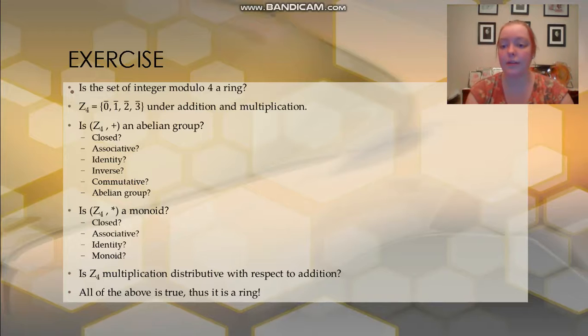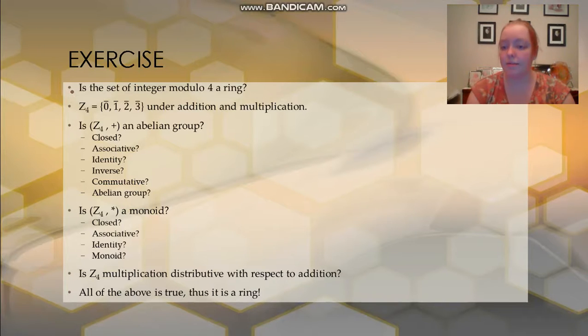Now we're going to look at if it has an identity element. Is there an element here where if you add it to any other element, you get that same element? Yes. The identity here is going to be 0. If you add any number to 0 in this set, you're going to get that same number. So 0 plus 3 is 3, 0 plus 2 is 2, and so on. So yes, it does have an identity.